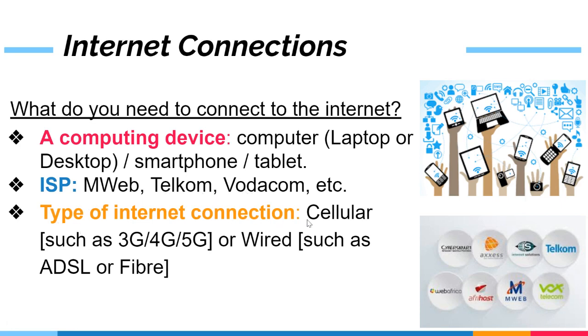Type of internet connection: is it a cellular connection, so using your device's data? 3G, 4G, 5G is sort of just around now. Or is it a wired connection, so you have ADSL or fiber installed, and you are then able to have devices connect. Remember, with a wired connection like ADSL or fiber, Wi-Fi is allowed. So Wi-Fi would be sitting on your router that's going to allow devices to connect to this wired connection using Wi-Fi.